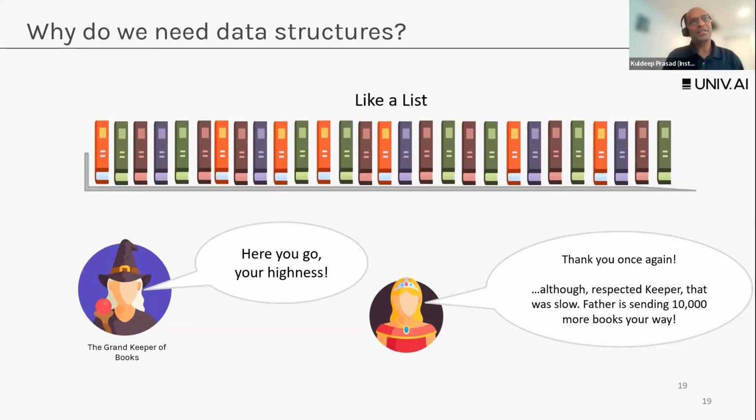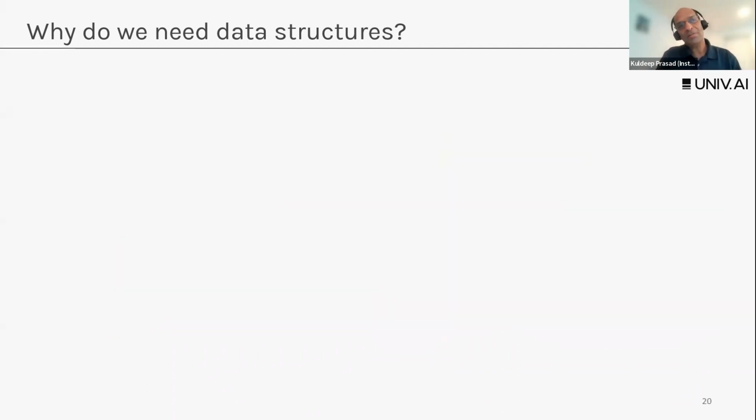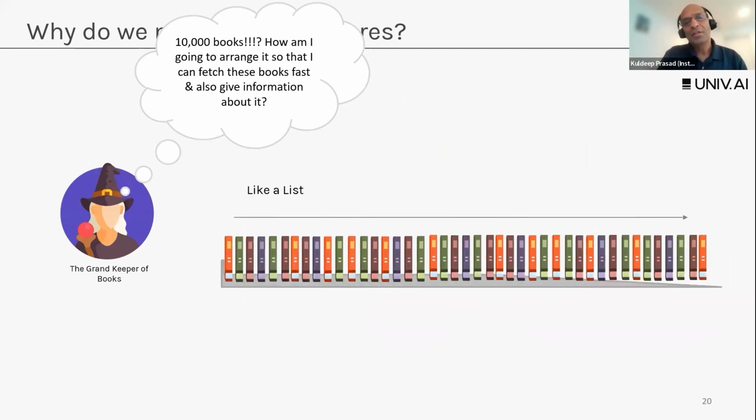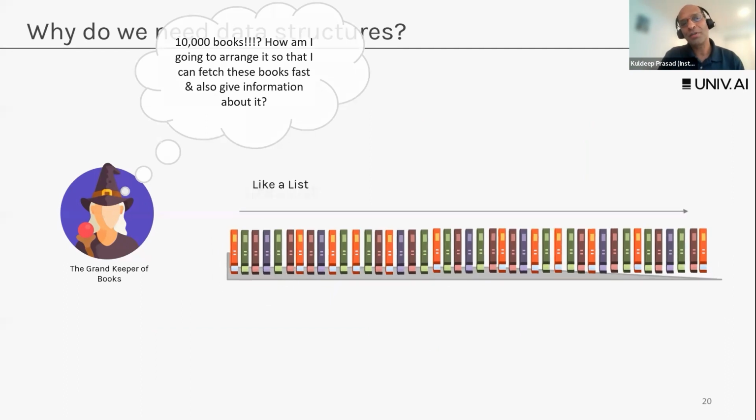And so the granddaughter is wasting her time. She's saying, is there a better way to find books? And oh, by the way, father is sending 10,000 more books. And so the grand keeper says, hey, when you have a very, very large set of books, how am I going to arrange these books in an order? Lists is not really working out. It will create a very long list, and I've got to search everything.